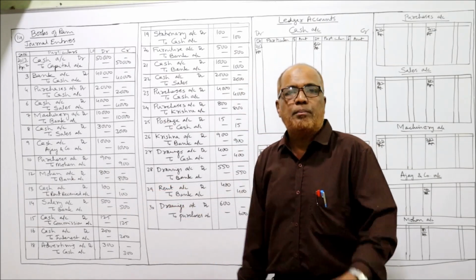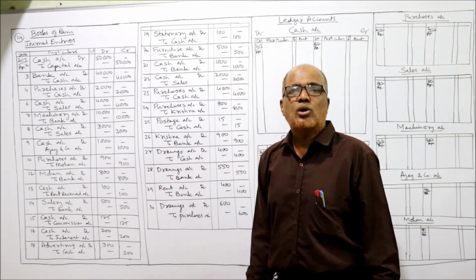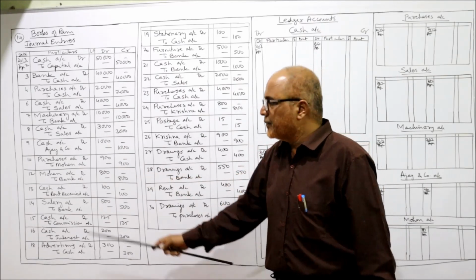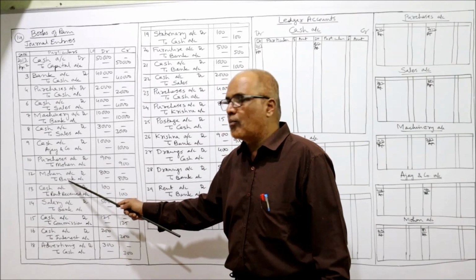Then paid Mohan by check. So Mohan account debit to bank, being check issued to Mohan.